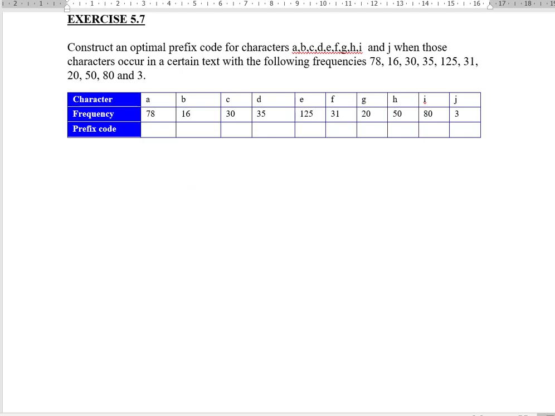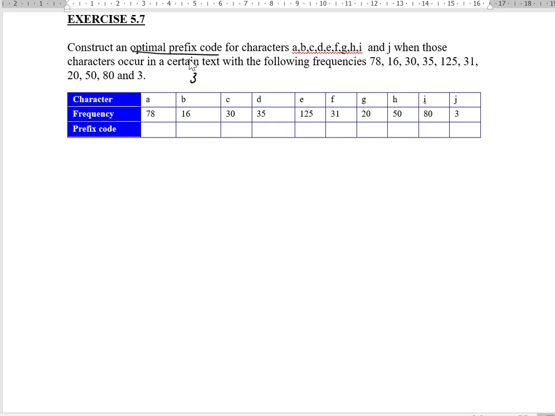Okay, in exercise 5.7 they want us to build a prefix code, an optimal prefix code. So we'll do that with the help of the Huffman algorithm. And then the first step is we need to order the frequencies with the lowest frequency first.